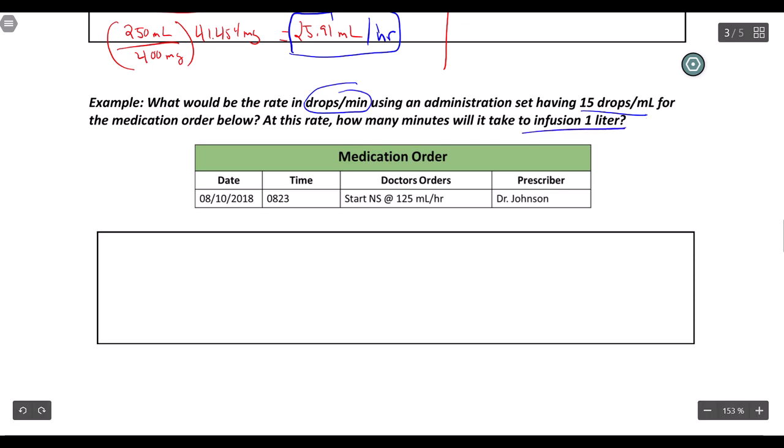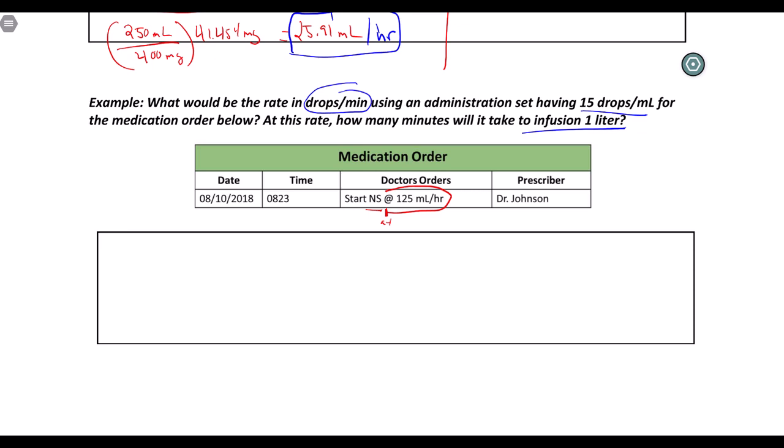So ultimately, we have 2 questions. One is what will be the rate in drops per minute? And the other one is how long will it take to infuse 1 liter of this continuous IV solution. So let's make sure we understand what the drug order states. It says start NS, so it's start normal saline. This is going to be a continuous infusion. It's going to be infused at 125 mLs per hour. So every hour, the person is going to get 125 mLs.